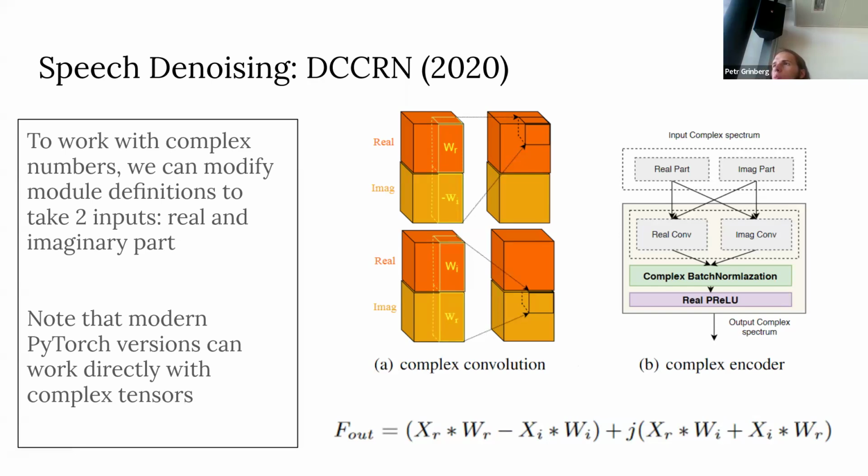One note: newer PyTorch versions, maybe 1.12 or 1.13, starting from 1.13, can work directly with complex tensors. So maybe you don't actually need to create this complex convolution yourself; you can just pass complex input and PyTorch will calculate the gradients automatically. But I never saw someone actually do it like this, so maybe it doesn't work well enough, and you should try. And if it doesn't work, try something like this.